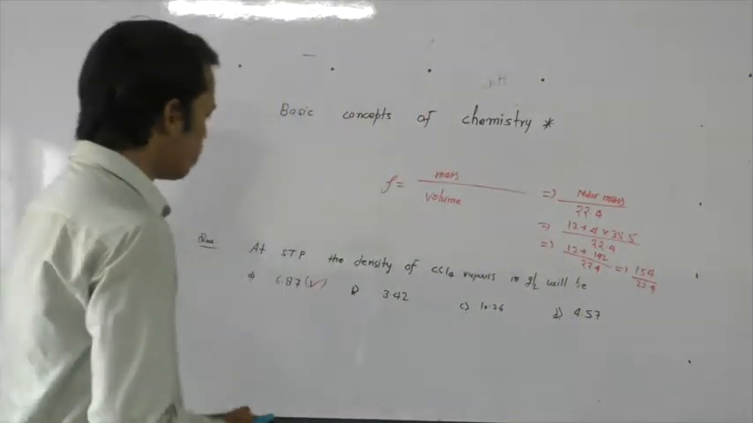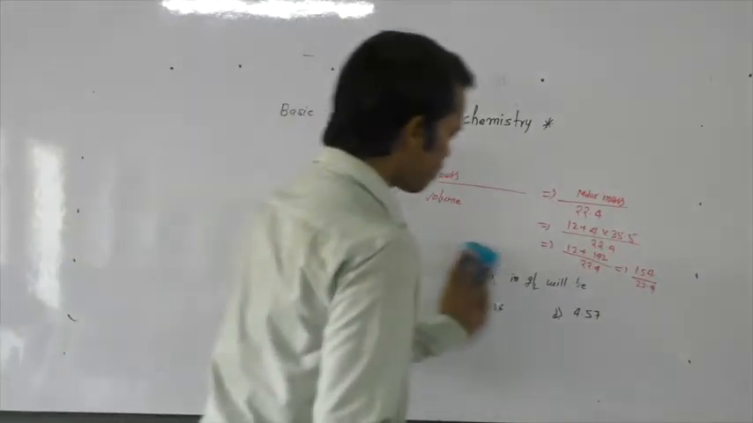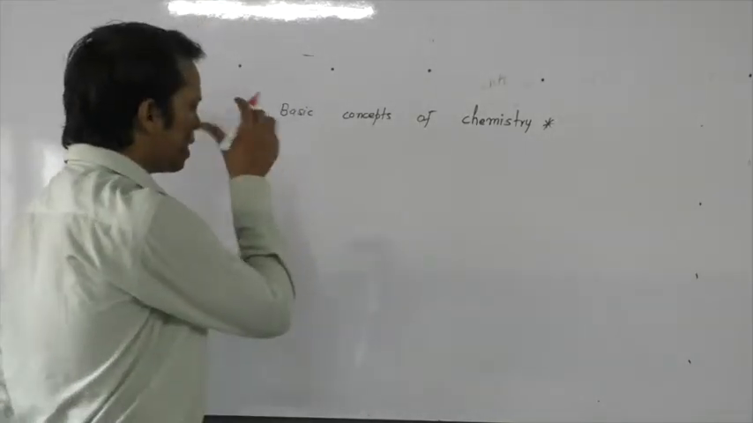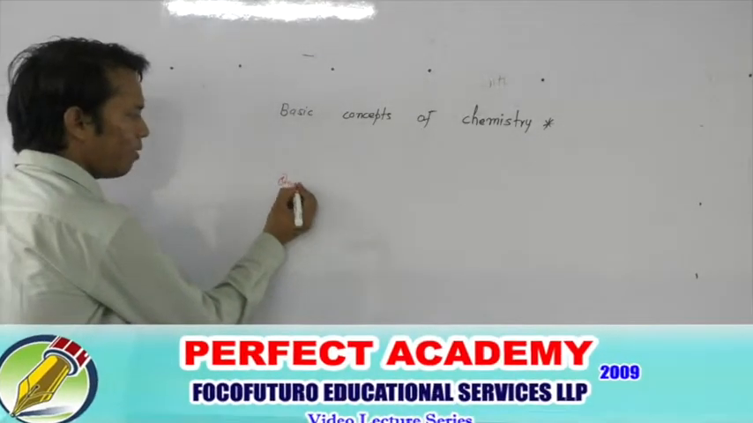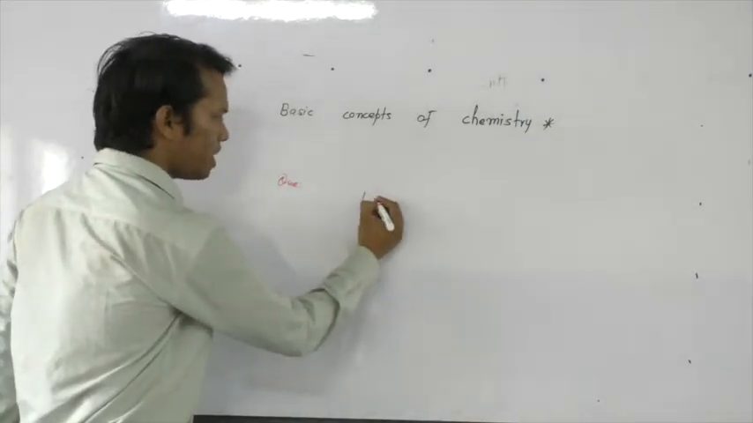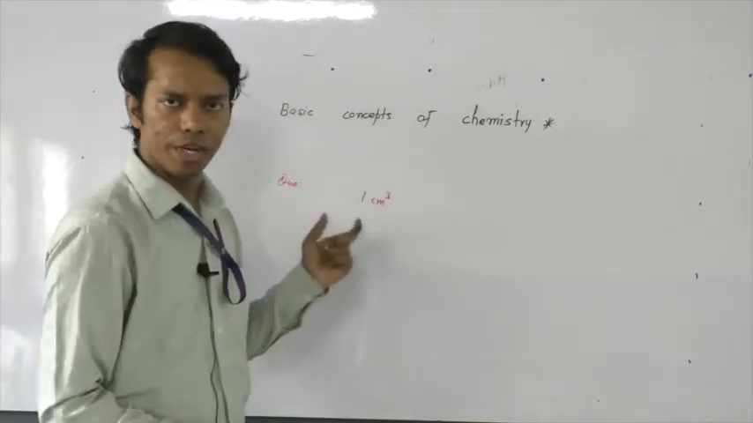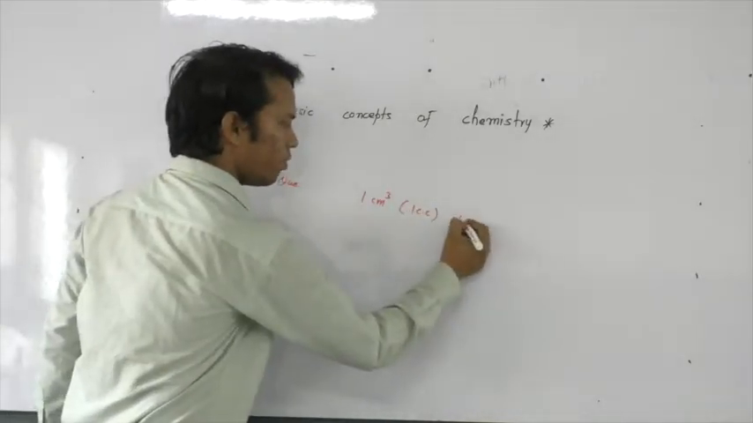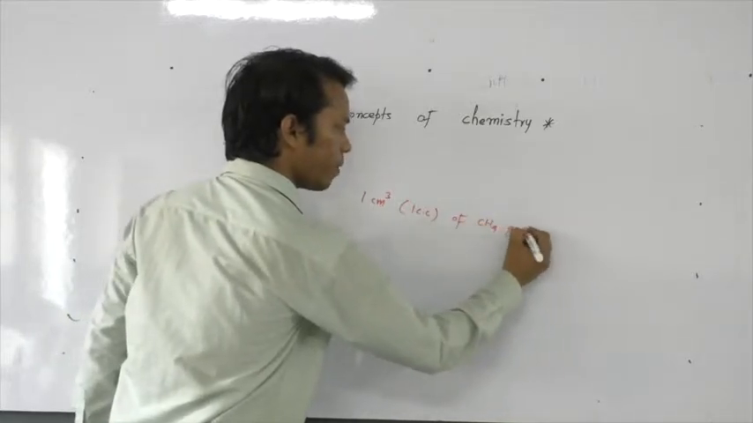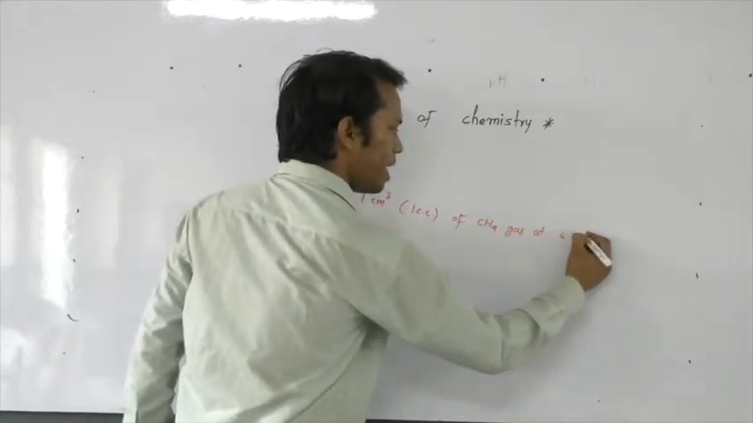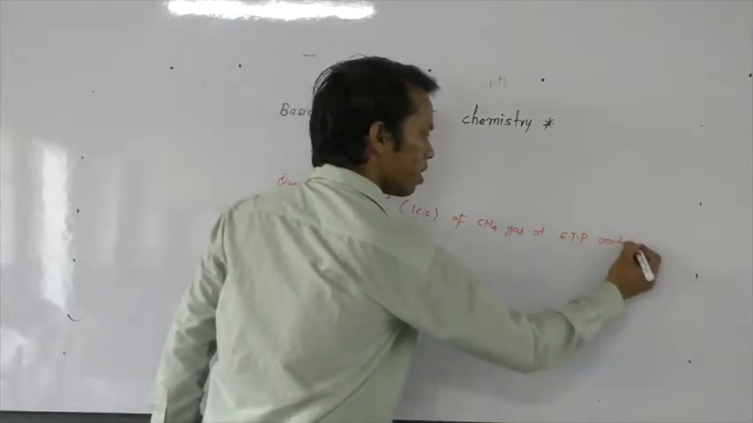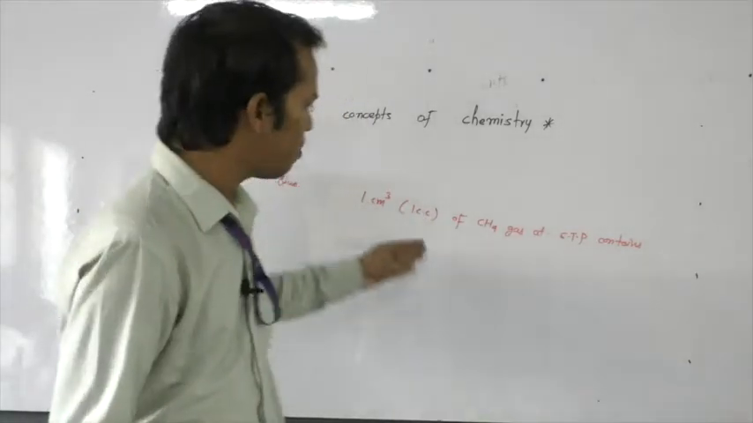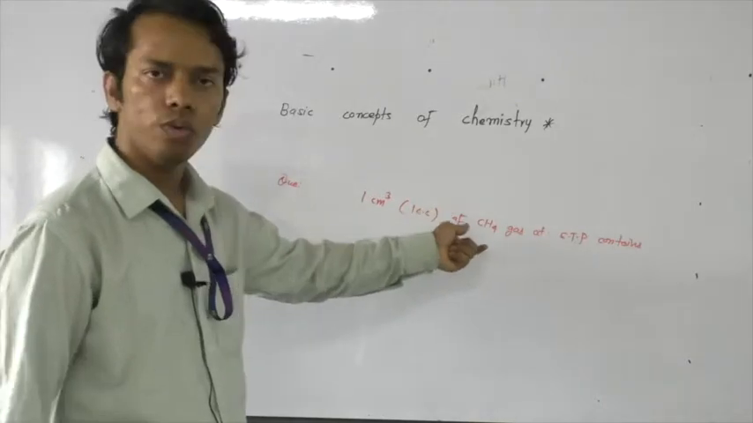Now, what we have to do after this, now what we will discuss now. Okay, tell me one more thing. If someone is saying 1 centimeter cube, or sometimes we can write 1 cc also, 1 cc of CH4 gas at STP contains. Okay, then see, this may be the question, and then they may ask for number of molecules or something. Okay, so how we will do for this?